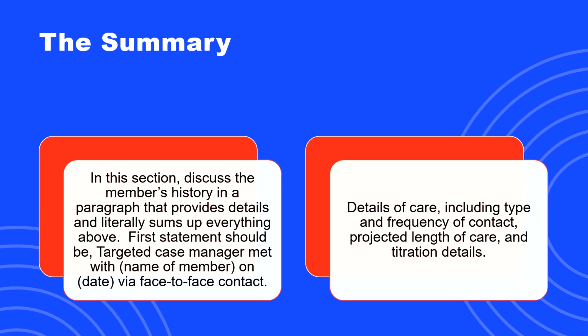And finally, we get to the hard part, the summary. Well, not hard, just a little more challenging. Now, it's going to say summary. And in this section, you're going to discuss their history in a paragraph that gives details that literally sums up everything. Your first statement should be, targeted case manager met with John Doe on January 1st via face-to-face contact. Then you're going to give the details of their care, including the type and the frequency of contact, the projected length of care, and titration details.